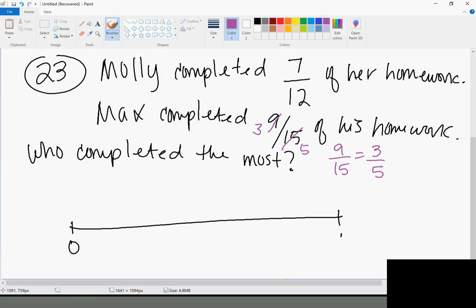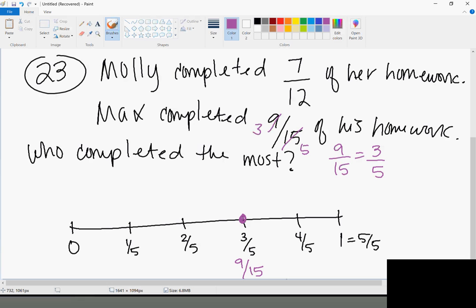So let's start off by getting an idea of where 3/5 would be. I'm going to divide 0 to 1 into 5 equal parts. Let's see. 1, 2, 3, 4, 5. Okay. This is 1/5, 2/5, 3/5, 4/5, and that's 5/5. Okay. So 3/5 is going to be right here. And remember, that's the same thing as 9/15.